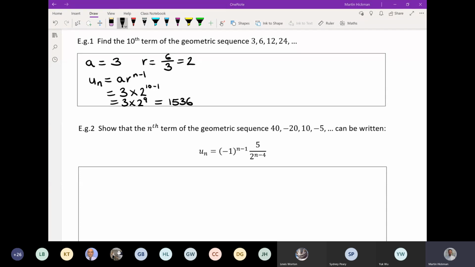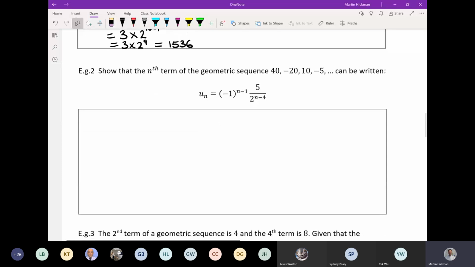I'll just check the chat, just check if there's any questions. If not, I will progress on to the second example.